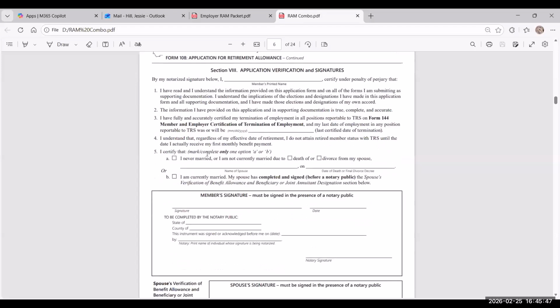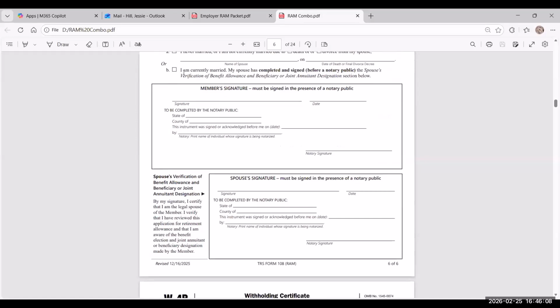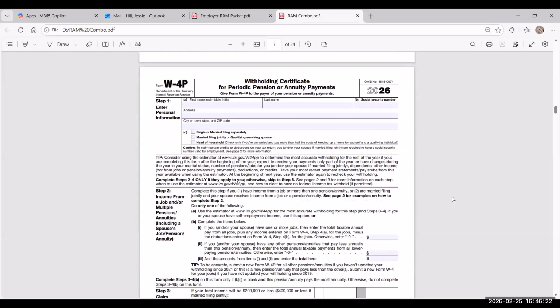And then number five, they're certifying their marital status. Either A, they're not married due to one of these reasons specified, and they have to provide the name of their ex-spouse, or if they have passed away, their deceased spouse, and then the date of either under that. Or they check the box saying they are currently married. And that's important because right below that, we have the member's notarized signature required. And then below that would be their spouse's signature. So if they are married, their spouse always needs to be signing in front of a notary, verifying as well. So the next form I have is our W-4Ps.